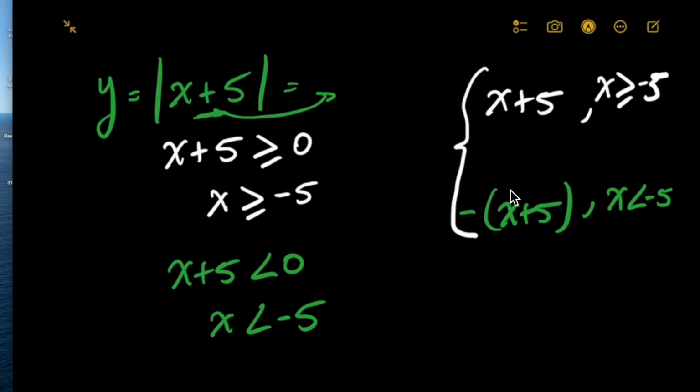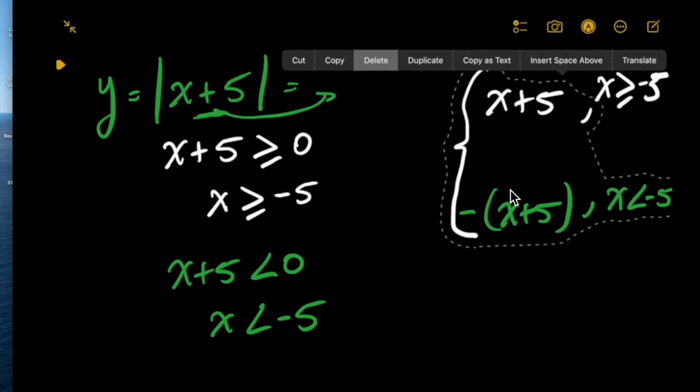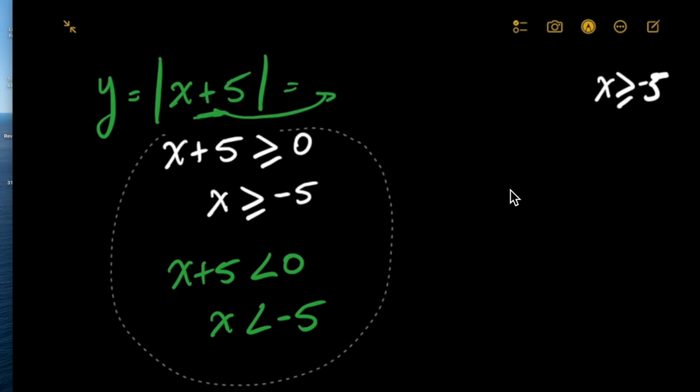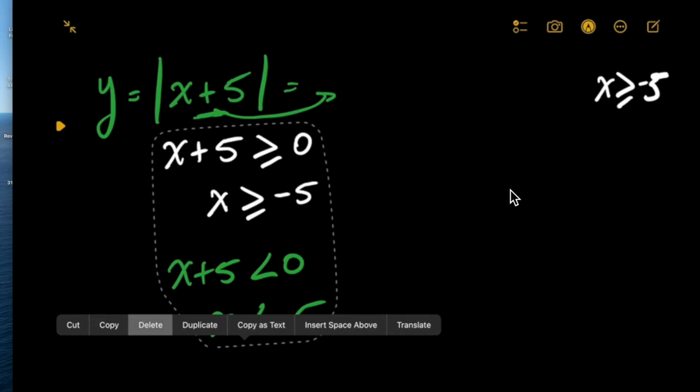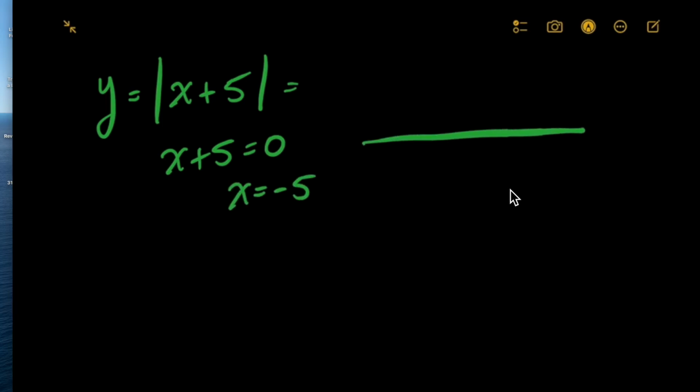Now let's do it the other way, which again your teacher might prefer, and that is to set things equal to 0, establish that dividing point, and then examine both sides of that dividing point. So let's do that. And I think this is going to be the last time I'm going to do the second method. Okay, so we're going to set x plus 5 equal to 0, x equals negative 5. Okay, we're going to put negative 5 on a number line, and we're going to have two zones, zone 1 and zone 2.